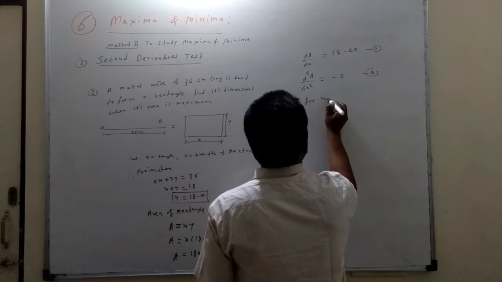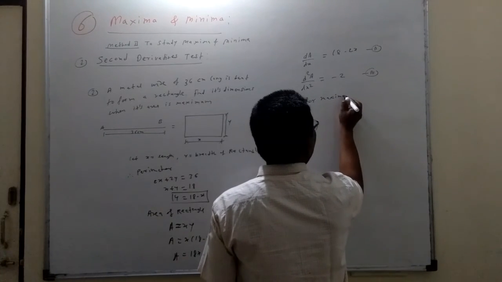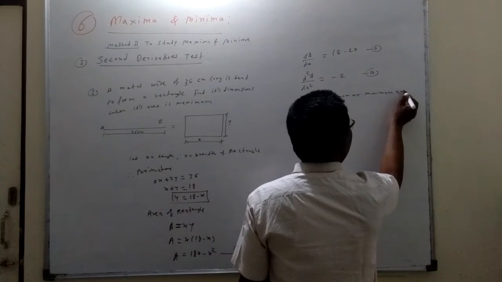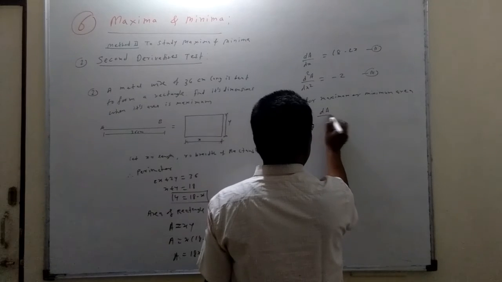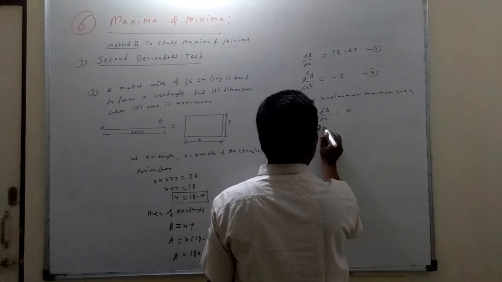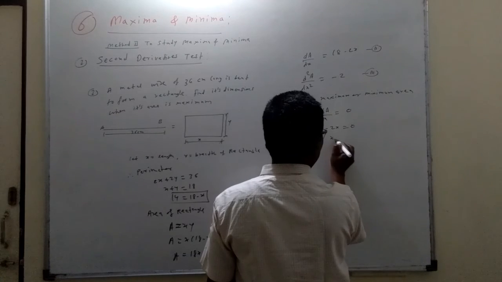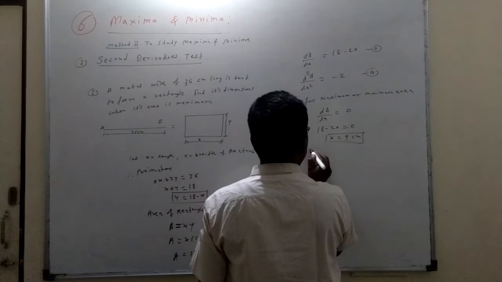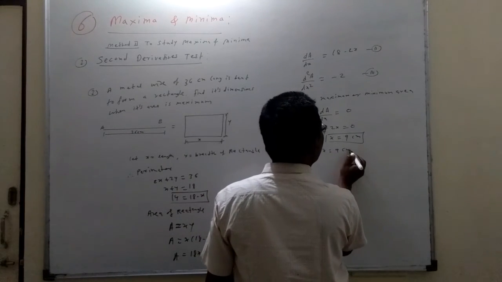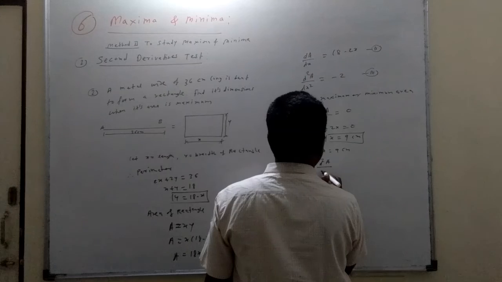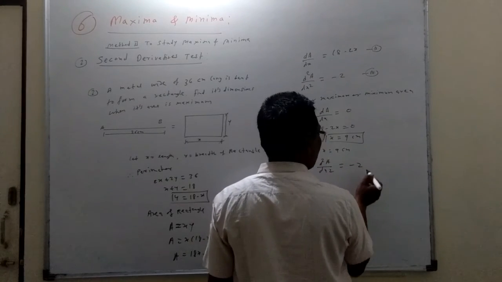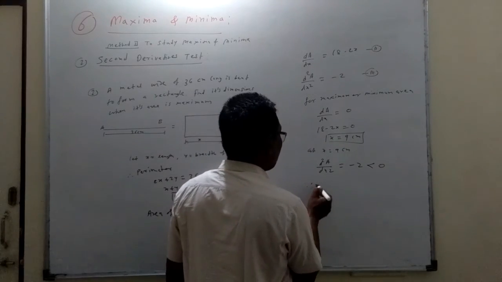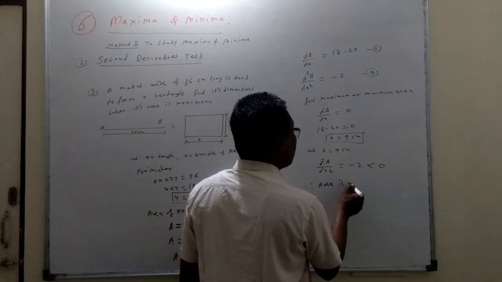For maximum or minimum area, dA upon dx is equal to 0. So 18 minus 2x is equal to 0, so x is equal to 9 centimeter. At x is equal to 9 centimeter, the second derivative d2A by dx square is minus 2, a constant less than 0. Less than 0 means maximum. Therefore, area is maximum.